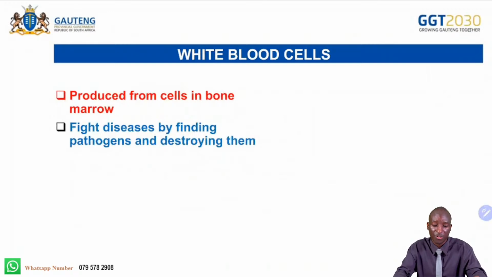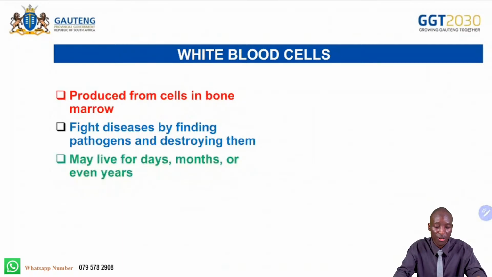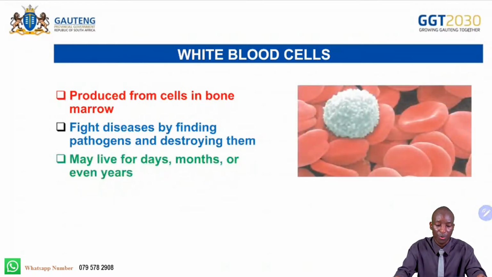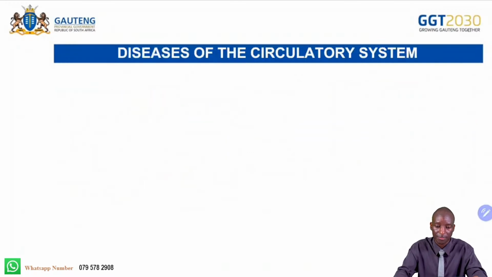So we all normally refer to these cells as immune cells. They are the ones which fight for immunity. They make sure that our immunity is safe. They may live for days, months, or even years. Those are the white blood cells shown in the diagram.